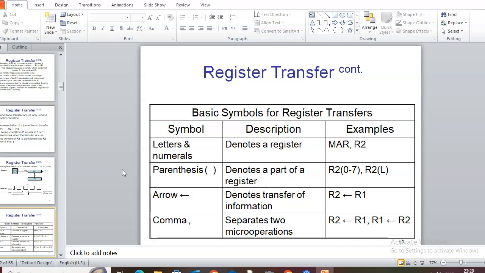So the left side represents the destination and the right side represents the source, and the comma separates two different micro operations. If there are more than two, they are also separated by using the comma operator.